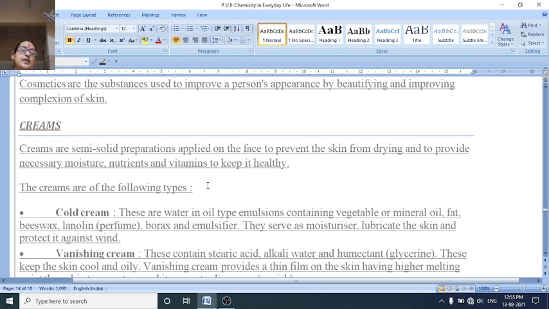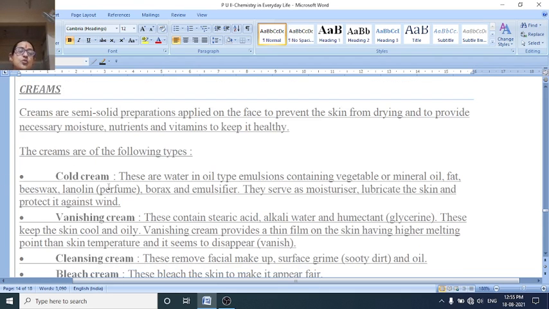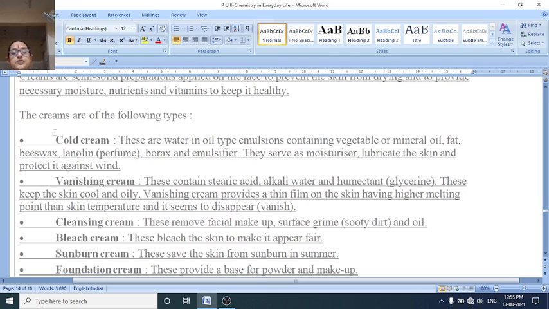The cream has the following types. One is cold cream. Different types of creams we are studying now. Cold creams are water in oil type. It is made up of an emulsion containing vegetable or mineral oil, fat, beeswax, then lanolin. Perfume is added in that. Borax and emulsifier. They serve as moisturizer, lubricate the skin and protect it against wind.